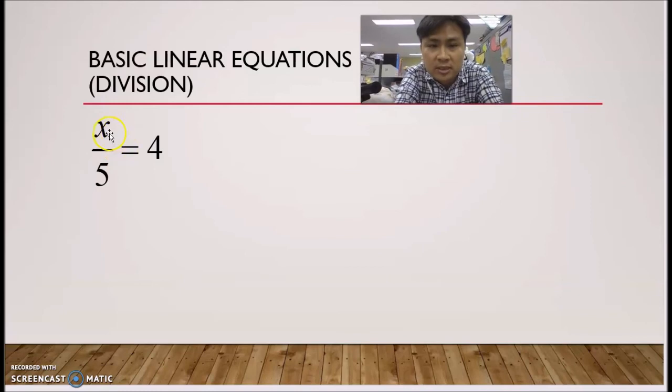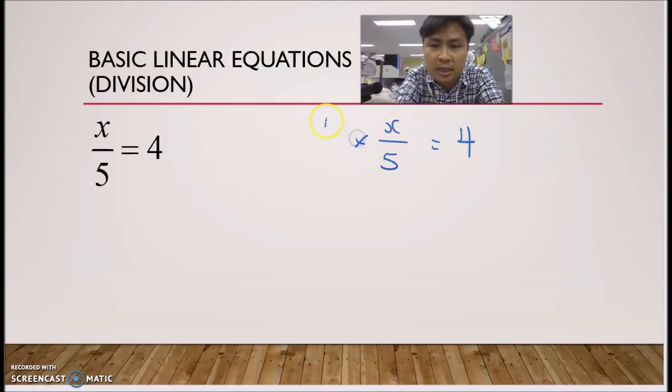Over here is x divided by 5. So this is like 1/5 x. So we have x divided by 5. What's the opposite of divide? It will be times. So let's look at it now. x over 5 is equals to 4. So in order to remove this 5 here, we need to multiply by 5.